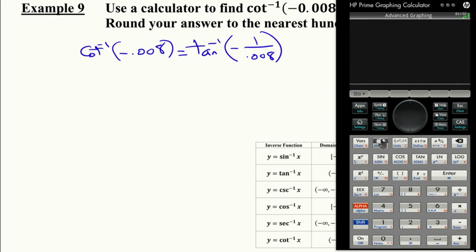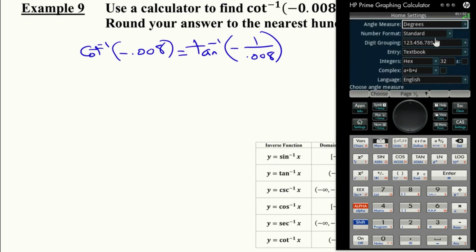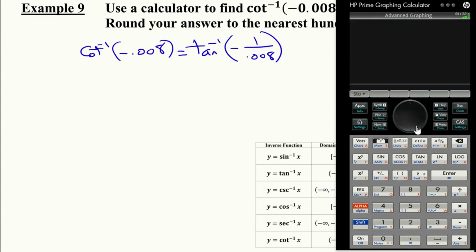So we're going to bring our calculator over, and this time we're going to make sure that we are in radian mode. So we'll go to settings and make sure that we are in radian mode. We choose that and then we exit out of there. So now we're going to calculate the inverse tangent of negative 1 over 0.008, and we hit enter.